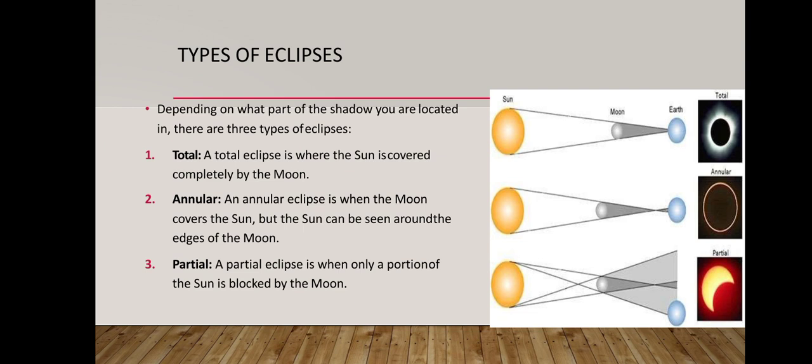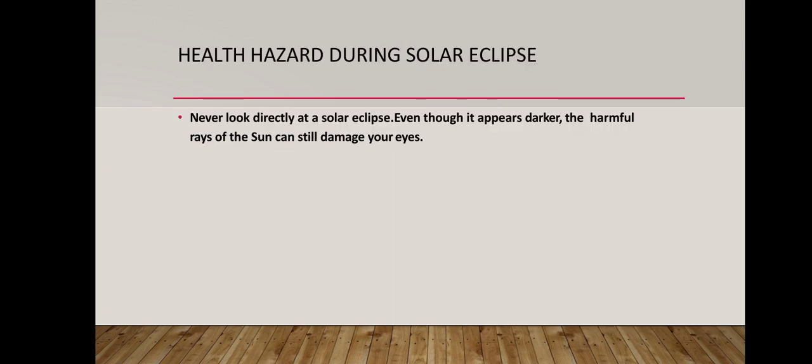It means that the sun's light will reach the earth's surface from the edges of the moon, so that will be an annular eclipse. And a partial eclipse is when only a portion of the sun is blocked by the moon. It means the other portion of the sun's light will reach the earth, and it will be referred to as a partial eclipse.